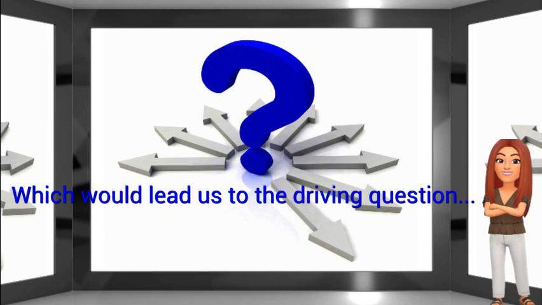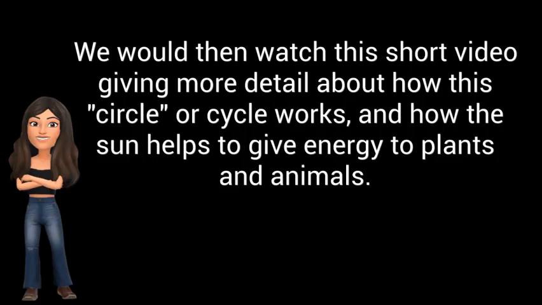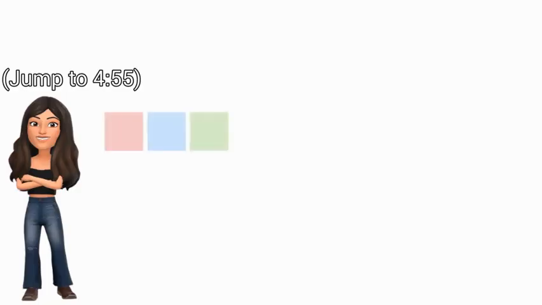Now, this brings us to our driving question. How was the energy in animals' food once energy from the sun? We would then watch this short video giving more detail about how this cycle works and how the sun helps to give energy to plants and animals in ecosystems. Students would then use their video graphic organizer to follow along and take notes while filling in the blanks. For this presentation, you can skip ahead if you don't want to watch the whole video.